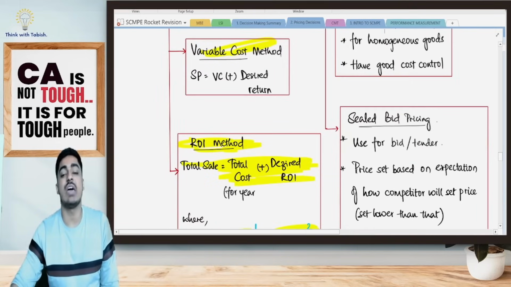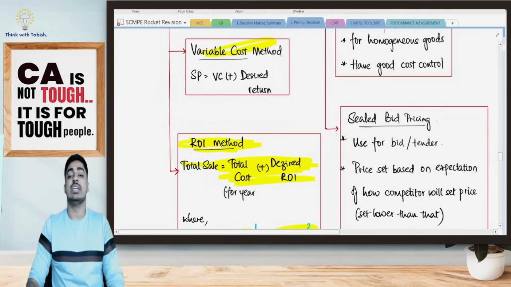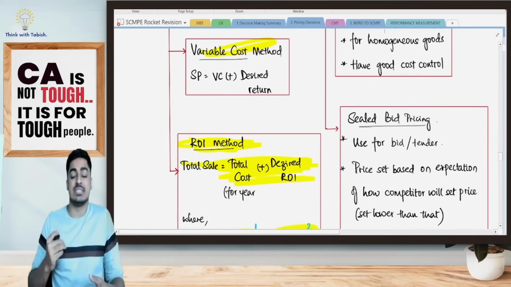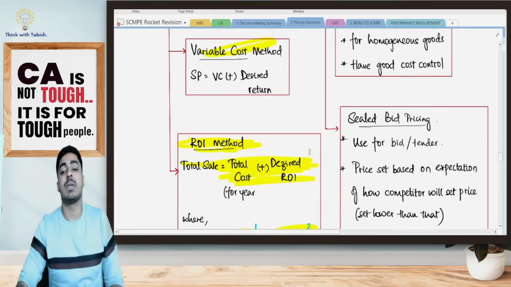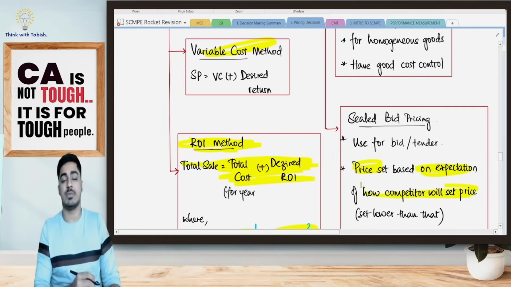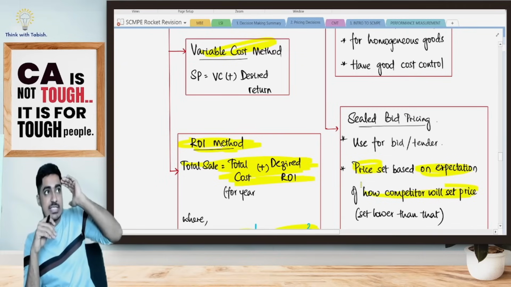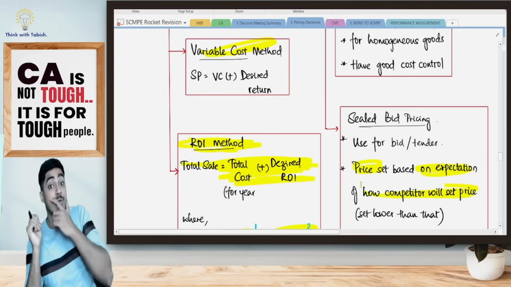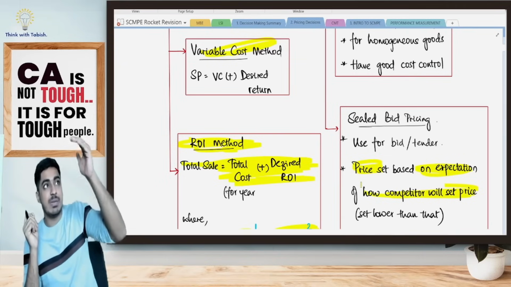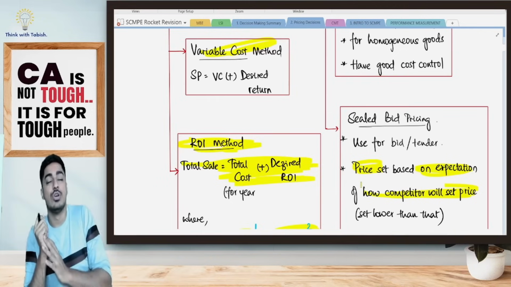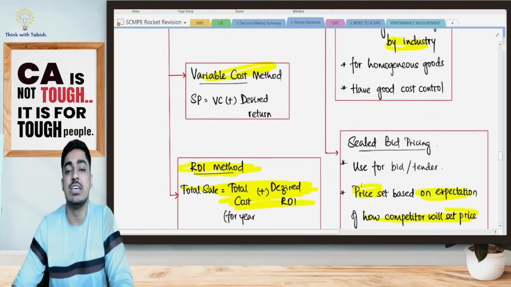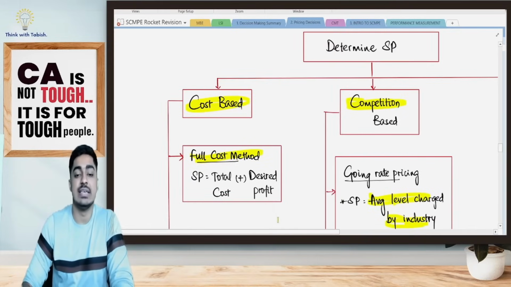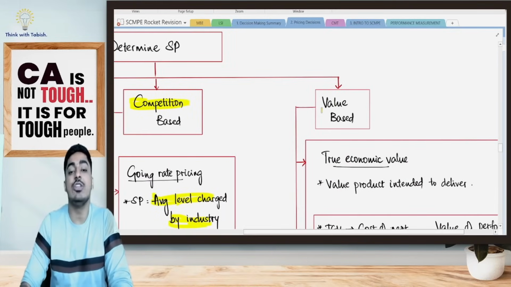And next, I also have sealed bid pricing. It is used in case of bids or tenders, wherein we give our offer in the form of a sealed bid. Now, price is set based on the expectation of how my competitor will set the price. If my competitor for a contract is setting the price at, say, 10 crore, then to get my contract, my bid should be slightly lower than 10 crore. So, on that expectation of what my competitor is charging, I'll come up with my price. That is my sealed bid price. Is it clear?